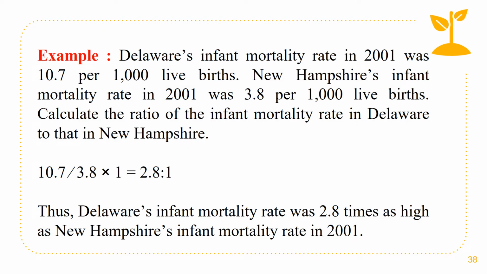Example: Delaware's infant mortality rate in 2001 was 10.7 per 1000 live births. In New Hampshire, the infant mortality rate in 2001 was 3.8 per 1000 live births. Calculate the ratio of infant mortality rate in Delaware to that in New Hampshire. We can calculate very easily: 10.7 divided by 3.8 into 1 is equal to 2.8 is to 1 between Delaware and New Hampshire. Thus, Delaware's infant mortality rate was 2.8 times as high as New Hampshire's in 2001.